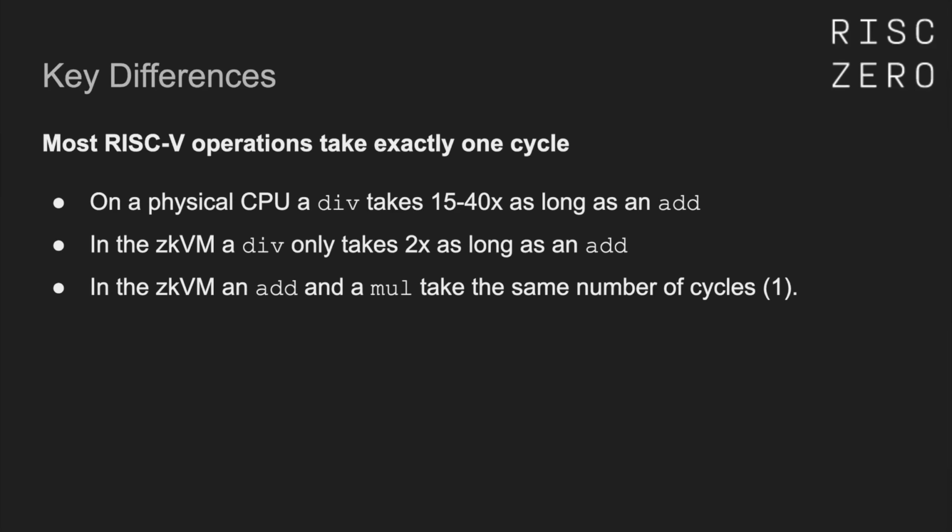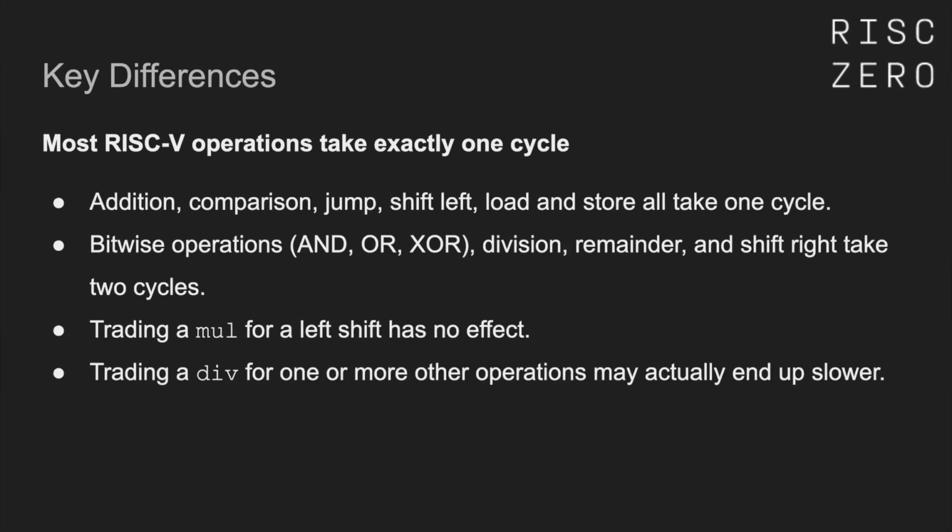Furthermore, an add and a multiply both take exactly 1 cycle. So if you're thinking about optimization, and you have the opportunity to trade, let's say, a multiply for a couple of adds, say a multiply by 3, you might decide, okay, I could do that in 2 adds instead: add a value to itself and itself again. That's multiply by 3. Well, that's actually slower in the zkVM than a multiply, which is unusual compared to most physical CPUs. Division has similar qualities.